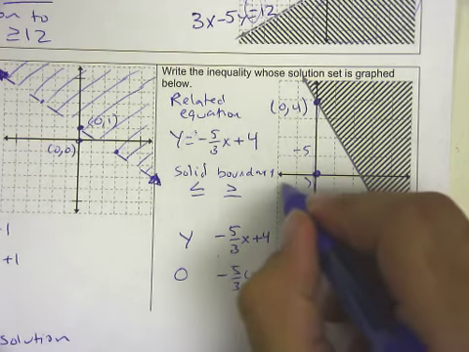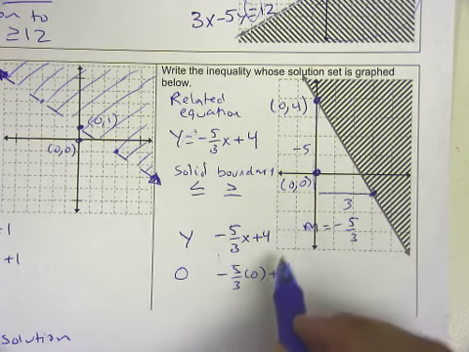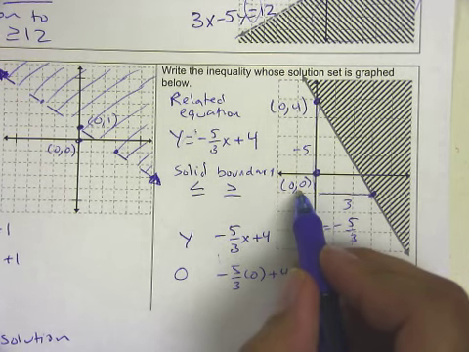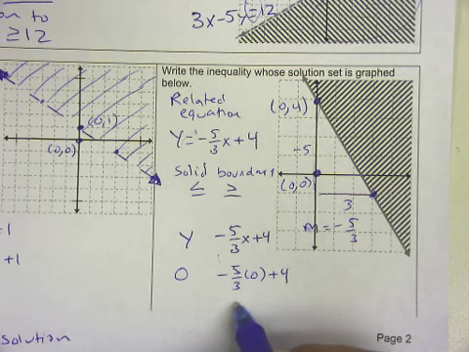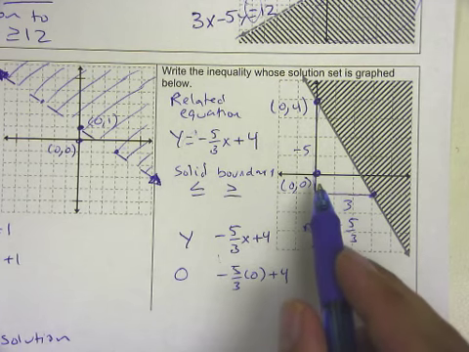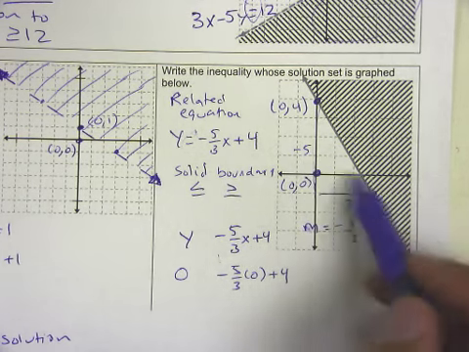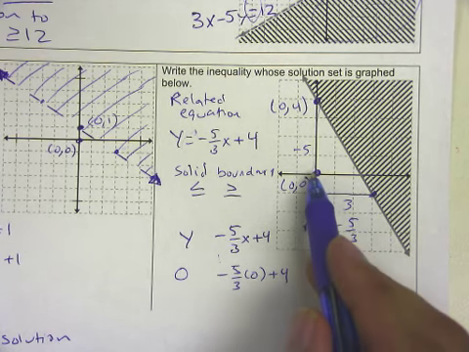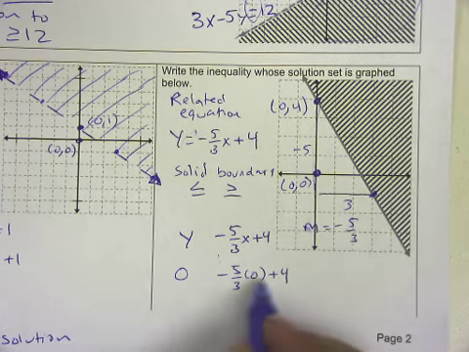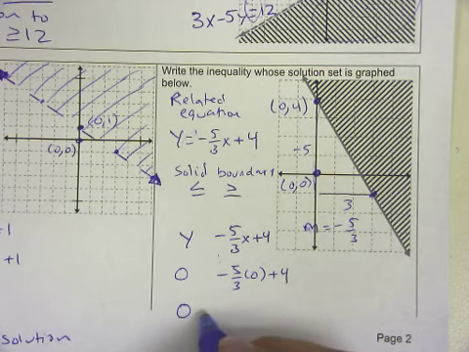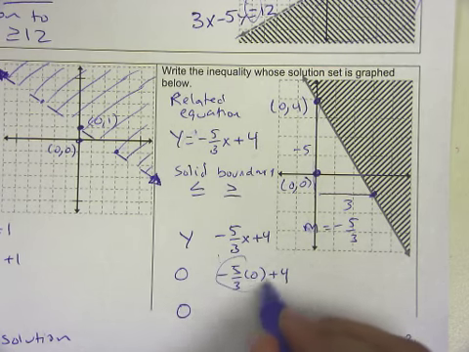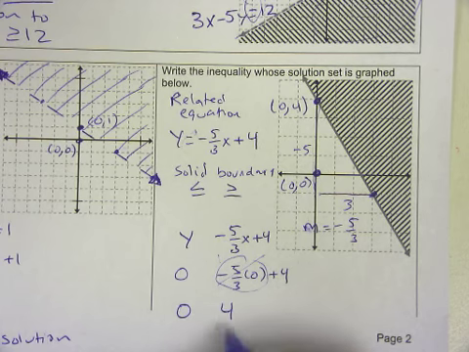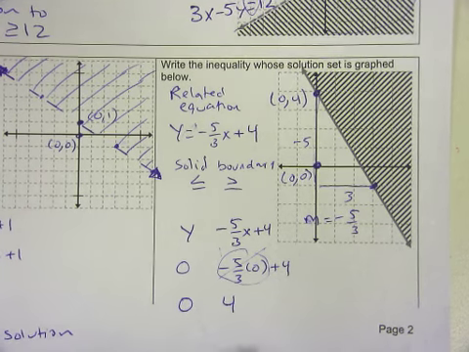Question for us though: do we want (0, 0) to make our inequality true or false? Because we're in the non-shaded region, we want that to come out to a false statement. So when I plug in (0, 0), I want this to come out false. When I simplify, I have 0 compared to 4. I want this to be false.